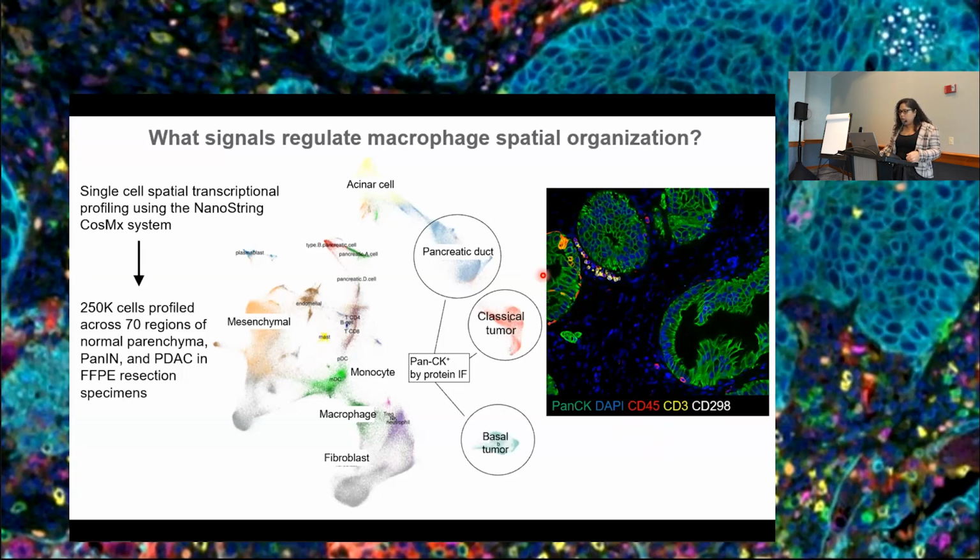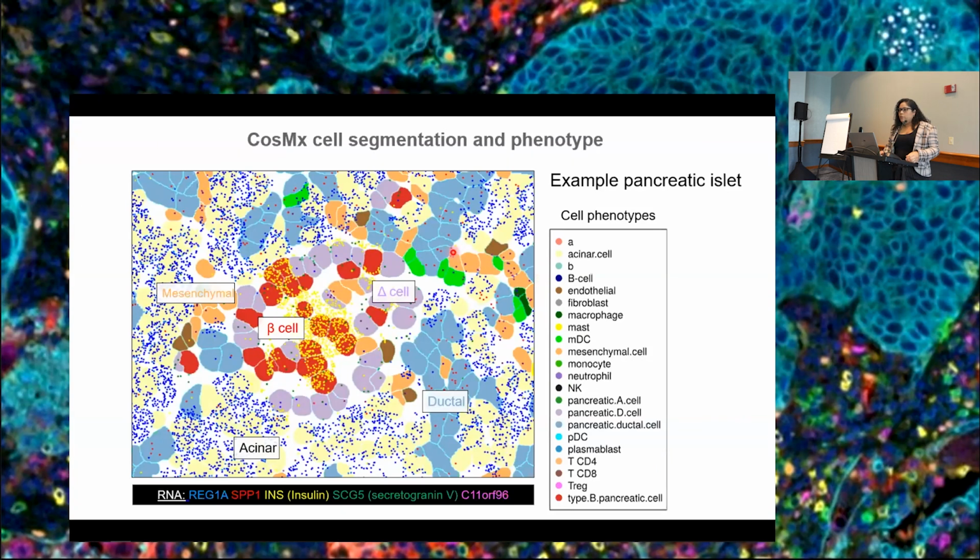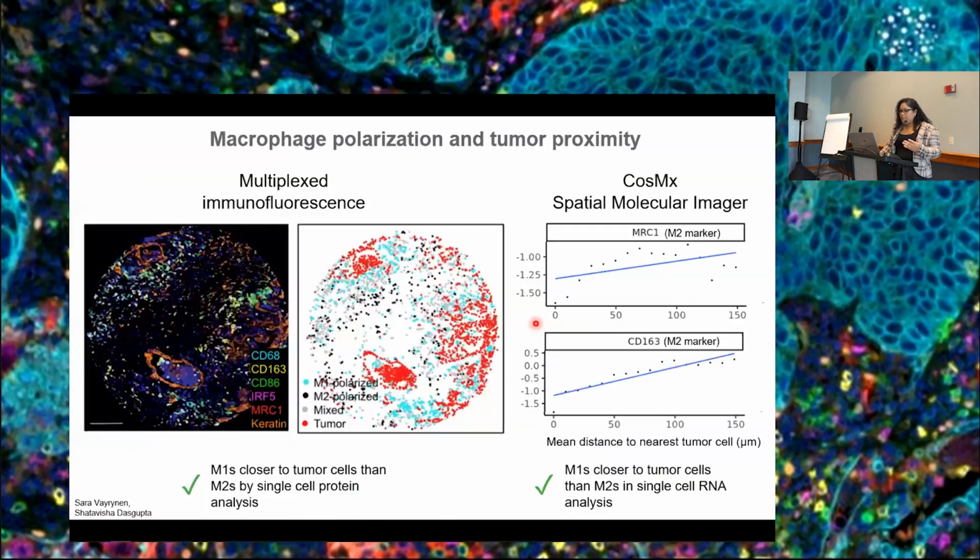per CosMx, per RNA assay. So this is an example, a zoomed pancreatic islet showing cell segmentation and the cell phenotypes, color-coded here. And each of these dots represents the RNA that were measured. And here I'm just showing 5 out of 1,000 that we can profile with this assay, and showing that for a specific cell population like acinar cells, we see a lot of this RNA REG1A, and these other insulin and secretogranin that are specific for beta and delta cells.